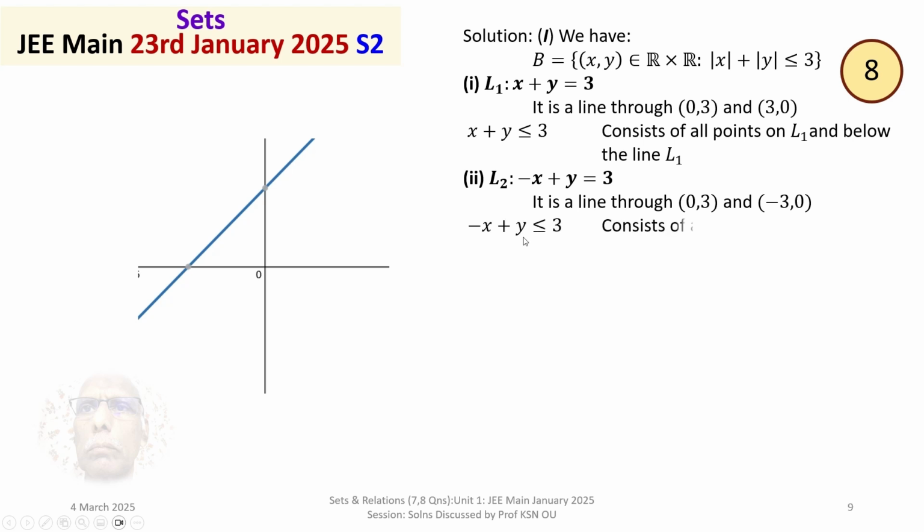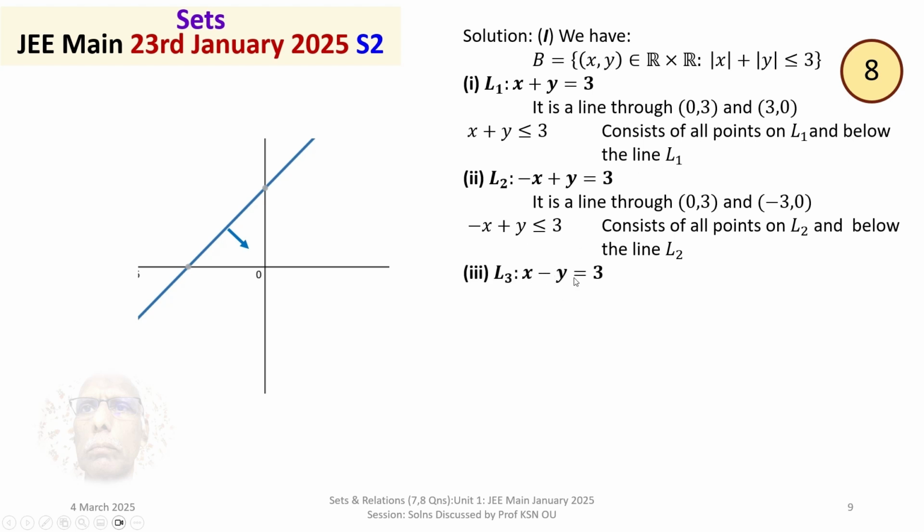So minus x plus y less than or equal to 3 consists of all points on L2. Yes, because equal to is included. And below the line L2. Why below? Take the convenient point 0, 0. Substitute in this. It is satisfied. Therefore, this represents that region in which 0, 0 is present. So, it is the below. Right. Go to the third case.